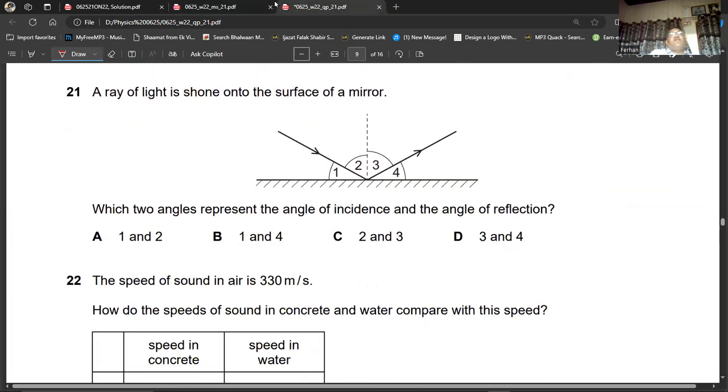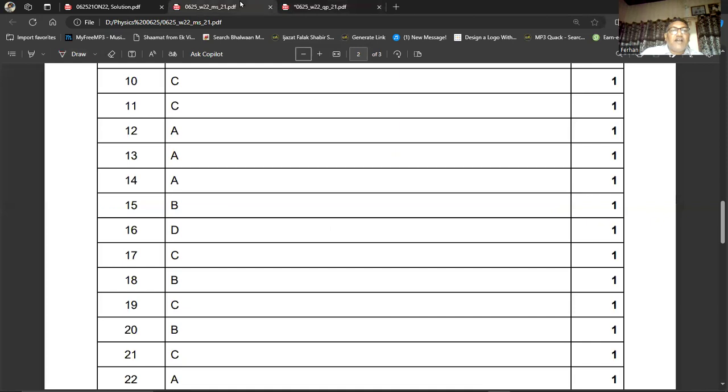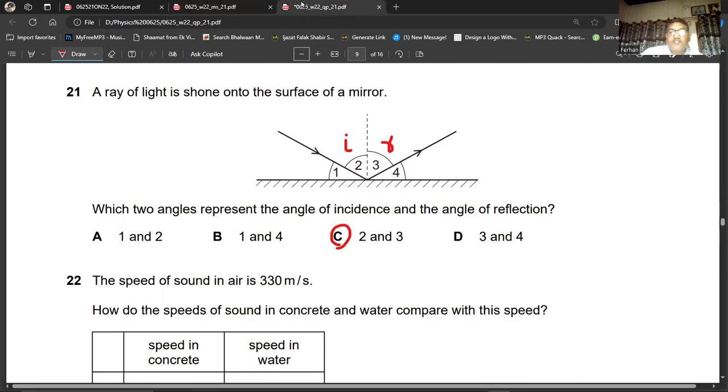Question number 21. A ray of light is shone onto the surface of a mirror. Which two angles represent the angle of incidence and the angle of reflection? The angle of incidence is between the incident ray and the normal, and the angle of reflection is between the reflected ray and the normal. So this is your angle of incidence, and this is your angle of reflection. 2 and 3, so C is the option. Question number 21, C is the right option.